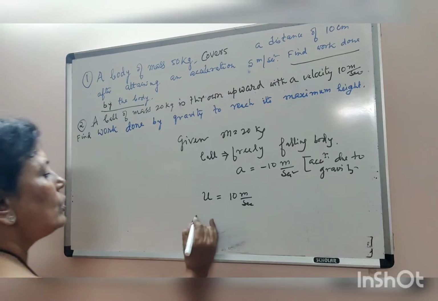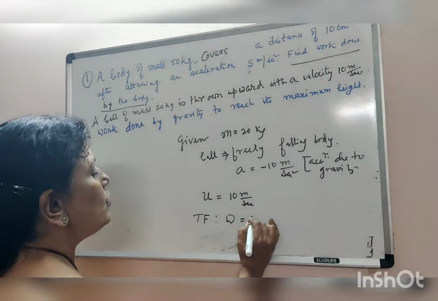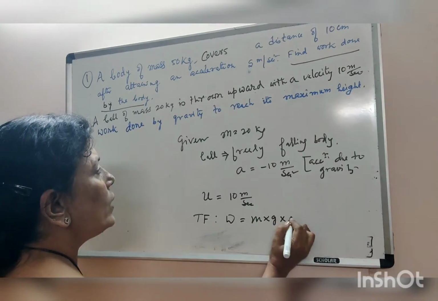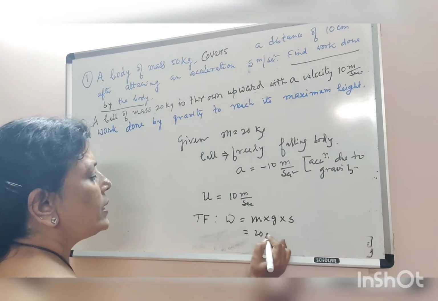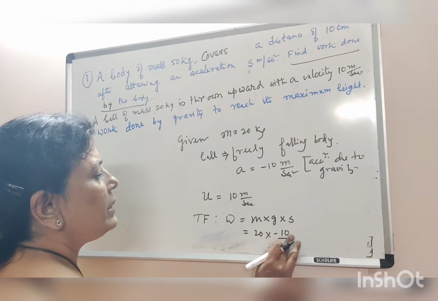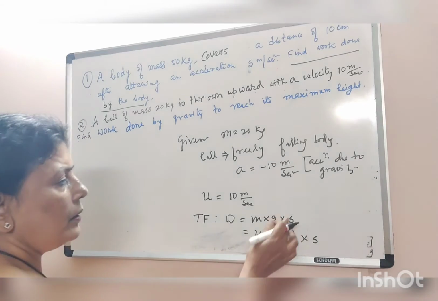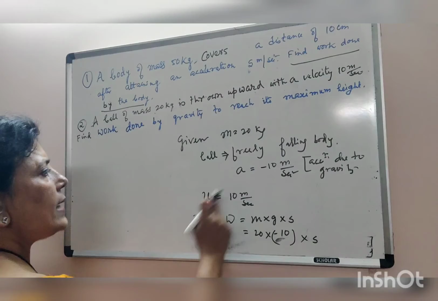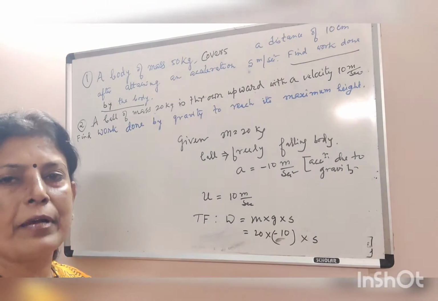What you have to find out? You have to write to find work done. So work done is equal to m into g, that is force, into s. Since 20 kg is the mass, so 20 into g, which is minus 10 meter per second square, into s. S you have to find out with the help of these two data.